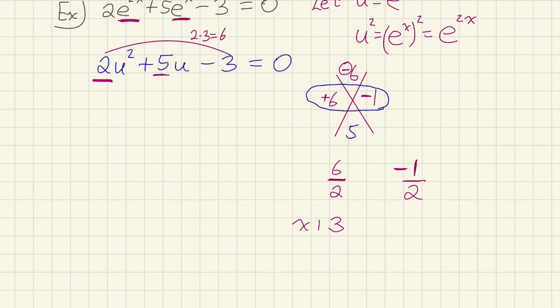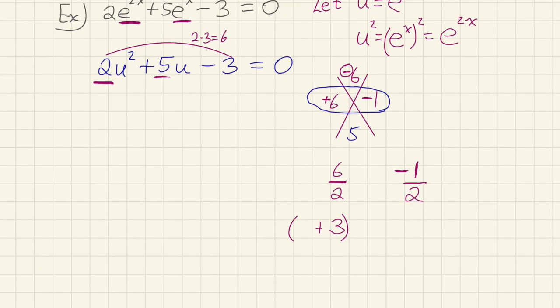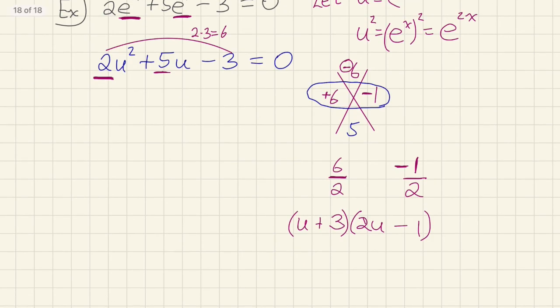So this one becomes x plus 3. Well, in this case, it's u. So u plus 3. And the other one, we're going to move the 2 up front. So we're going to get 2u and then the -1 from the top. So when we factor 2u squared plus 5u minus 3, we're going to get u plus 3 and 2u minus 1. Now, if you did the quadratic formula, you would get answers of 1/2 and -3, and then you can go from there if you wish.